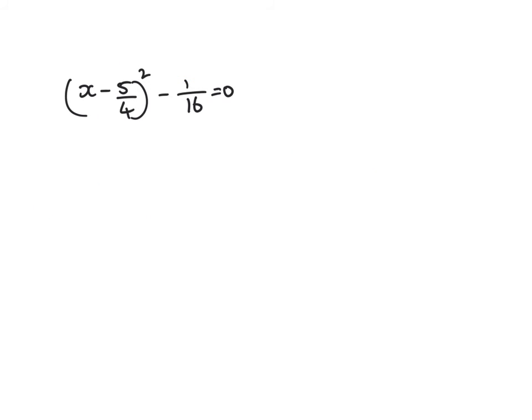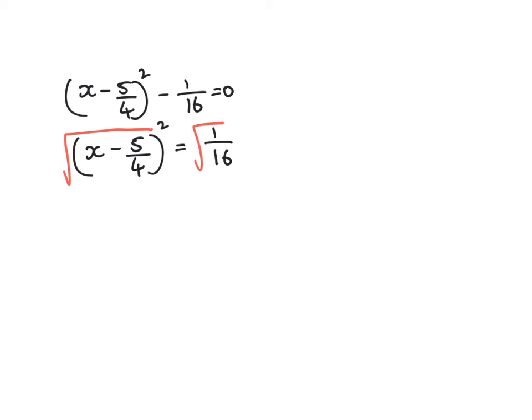Now we can easily solve this. We move the minus 1 over 16 to the other side, so it becomes x minus 5 over 4, the whole squared, is equal to 1 over 16. We take square roots on both sides of the equal sign. So the square and the square root cancel. We are left with x minus 5 over 4 is equal to plus or minus the square root of 1 over 16, which is 1 over 4. So there are two possibilities.